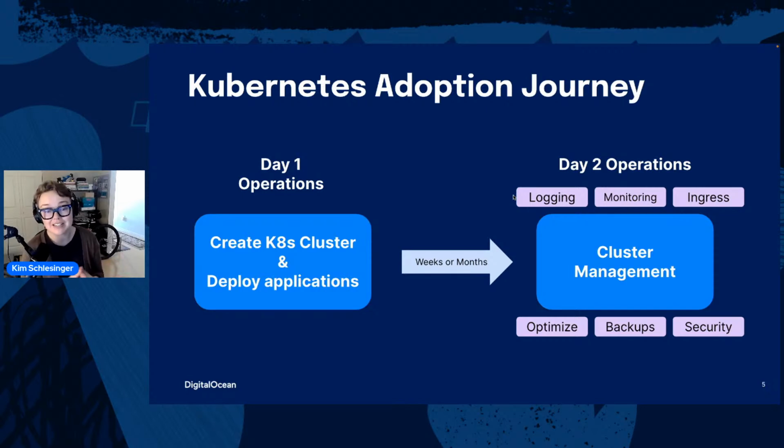And some of those things can look like adding logging, monitoring what's going on in your Kubernetes cluster and being able to monitor the health of your applications inside of the cluster, maybe doing backups, optimizing the cluster so that it's running well and it's performant, and then ingress and security.